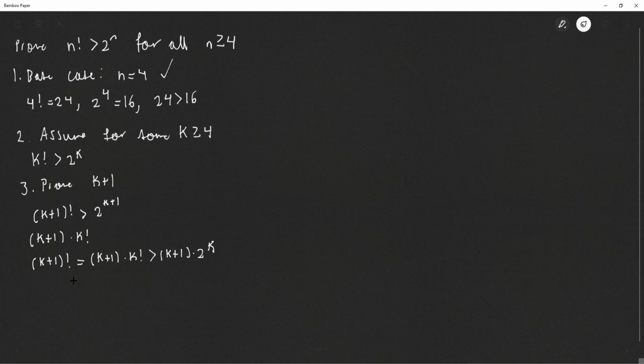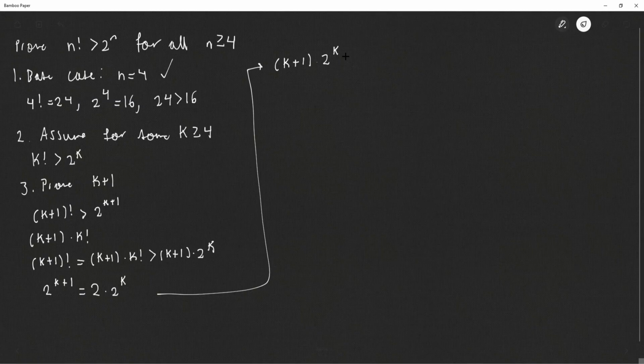So now what we're able to do is we're going to have 2 to the k plus 1 is just equal to 2 times 2 to the power of k. So we'll draw an arrow up top because we want to show that now k plus 1 multiplied by 2 to the power of k is greater than 2 times 2 to the power of k.